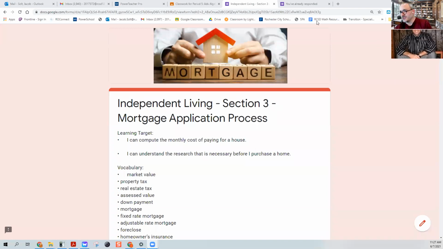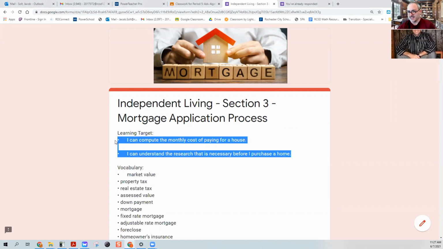All right, welcome everybody. We are doing independent living, section 3, the mortgage application process. It should look like what I'm sharing right here. You should have mortgage spelled in blocks, little house over it. Section 3, mortgage application process. We're doing example 4 today.